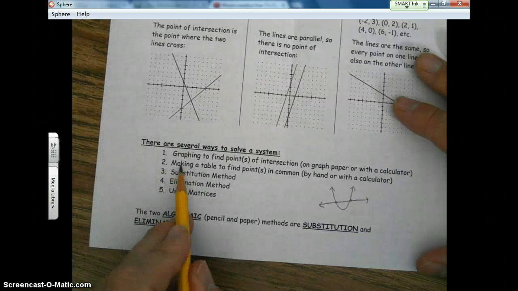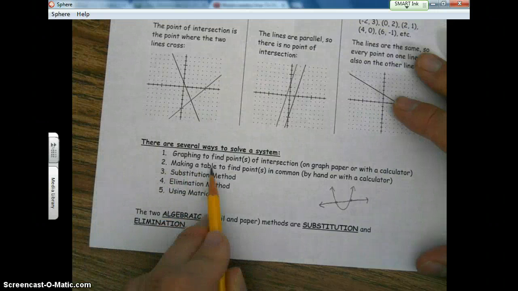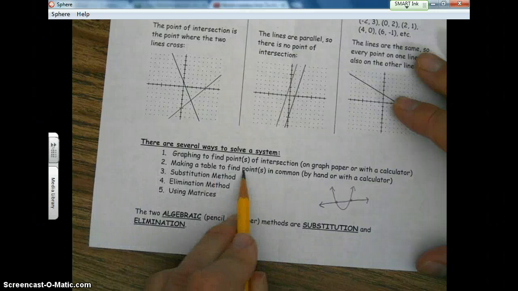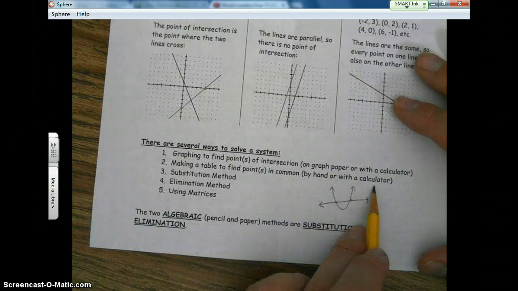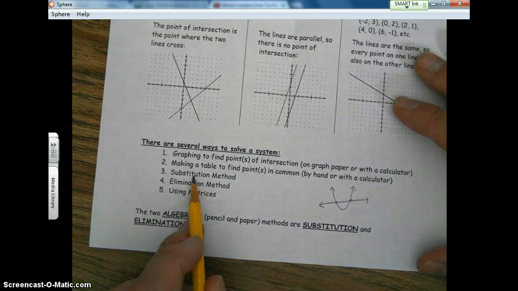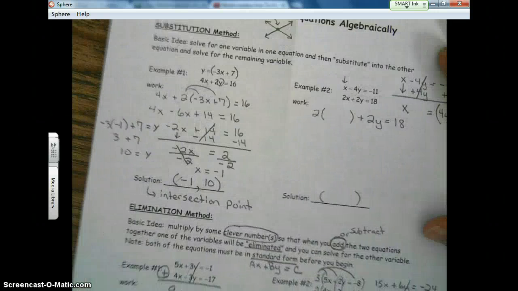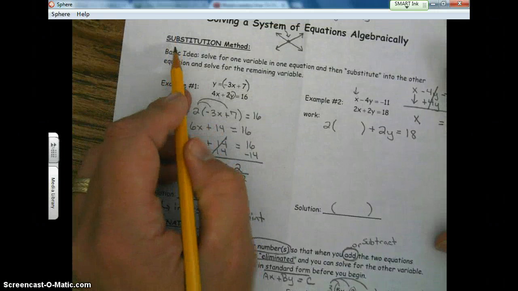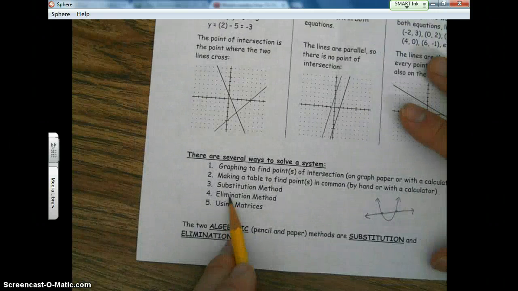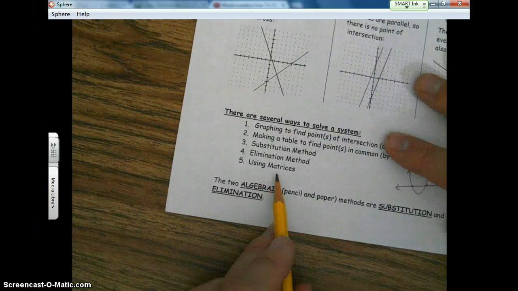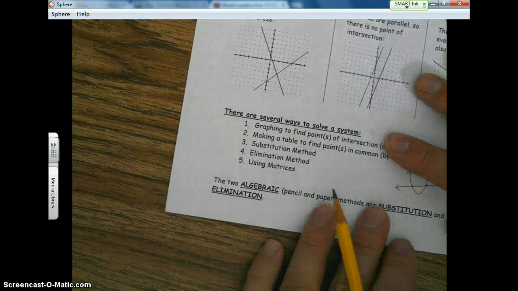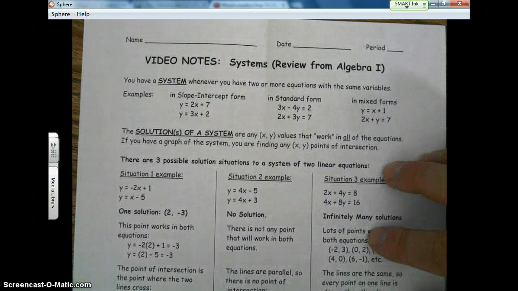Another method, if you plug the equations in and look at a table, find the points that they have in common. You can do this by hand or with a calculator. Third, substitution method, which is what we learned on the back. Elimination method, also we learned on the back how to do the elimination method. And finally, using matrices, which we will learn a little bit later on. So, there's your introduction to systems.